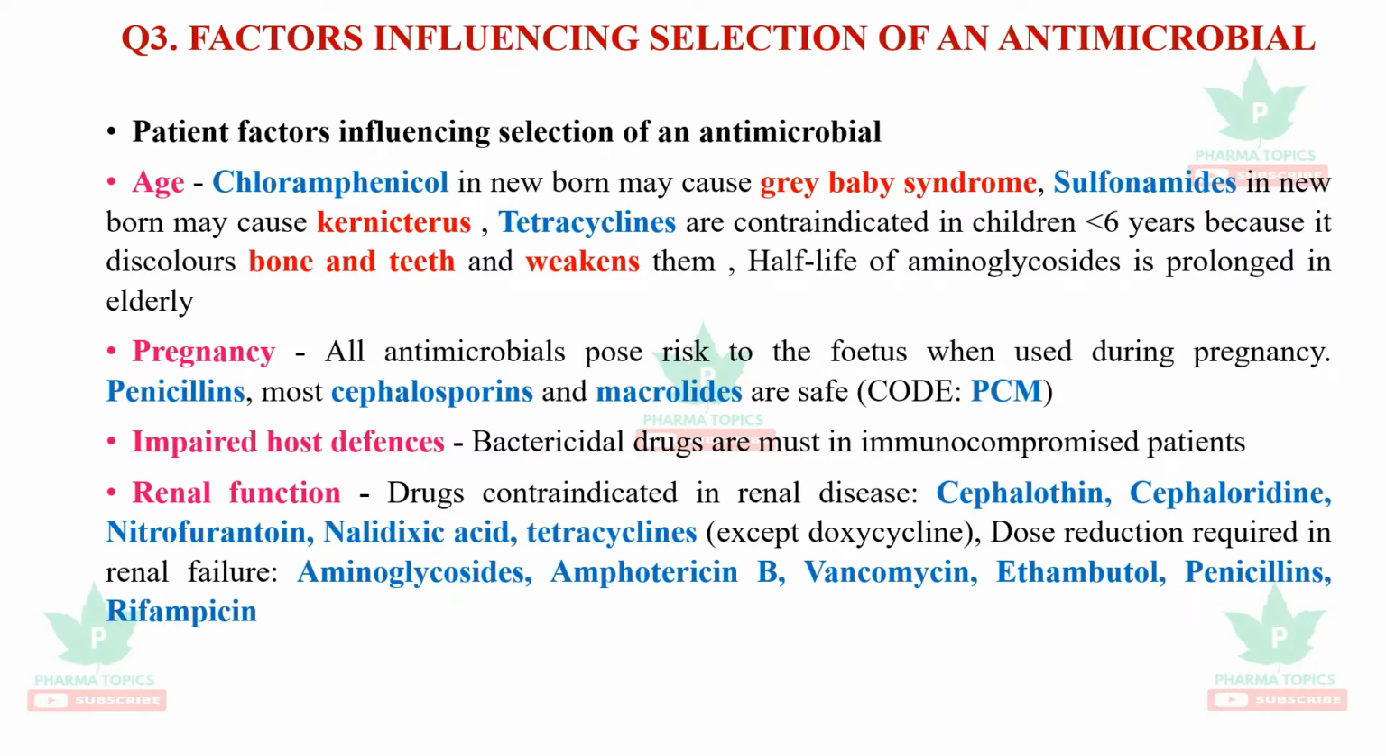In case of renal function, the drugs contraindicated are cephalothin, cephaloridine, nitrofurantoin, and tetracyclines except doxycycline. Dose reduction is required with aminoglycosides, amphotericin B, vancomycin, penicillins, and rifampicin.